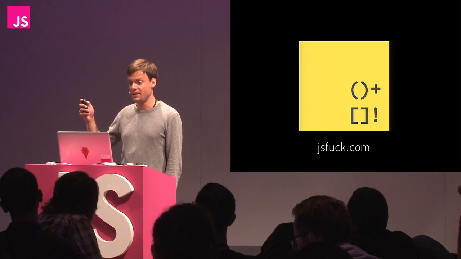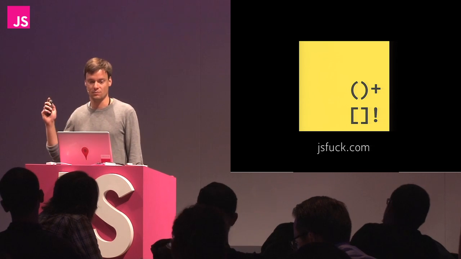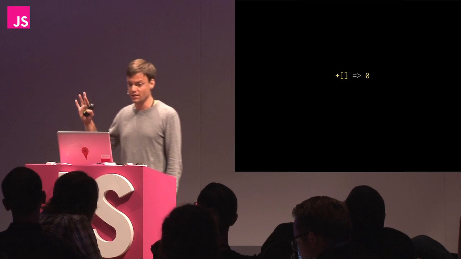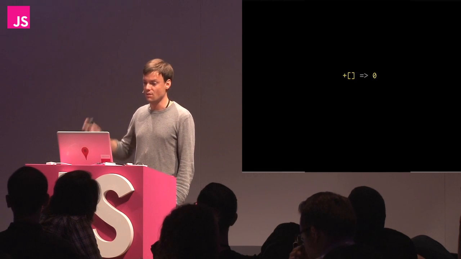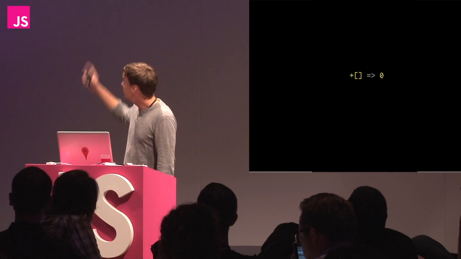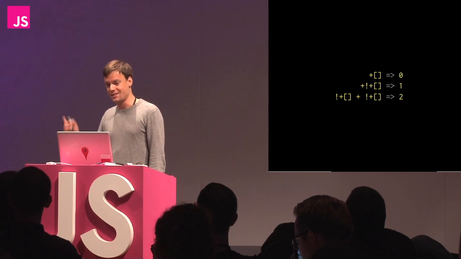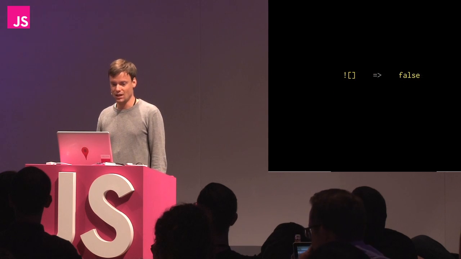But to give you the idea how this is done, we start with a really simple example. These are actually 3 different characters, the plus sign and square brackets. If you do this, you get null, because it's the unary plus operator, and if you add this to something, it converts it into a number. If you do this, you get 1. If you add 1 and 1, you get 2.